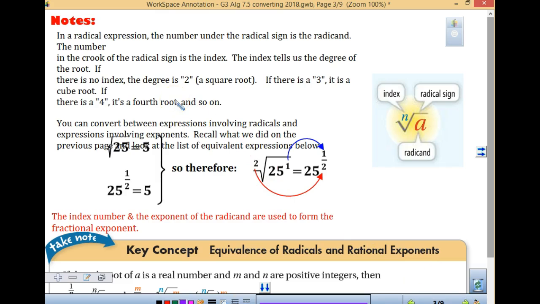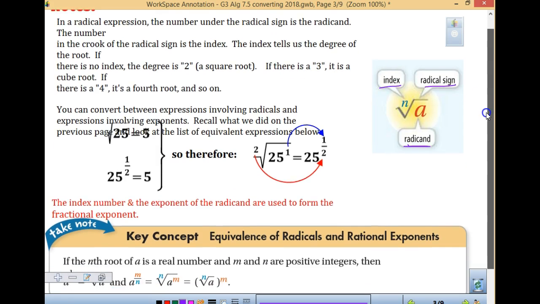So that next part down says in your notes for the vocabulary. Abby, you want to start reading first? In a radical expression, the number under the radical sign is a radicand. The number in the front of the radical sign is the index. The index tells us the degree of the root. If there is no index, the degree is 2, a square root. If there is a 3, it is a cube root. If there is a 4, it's a fourth root, and so on.